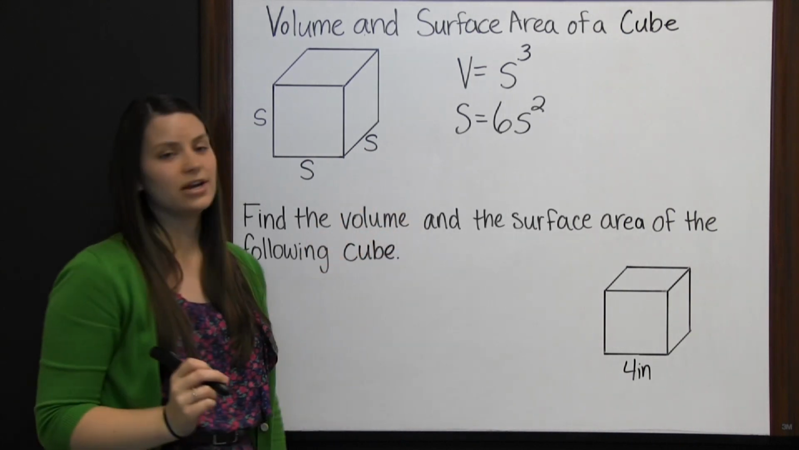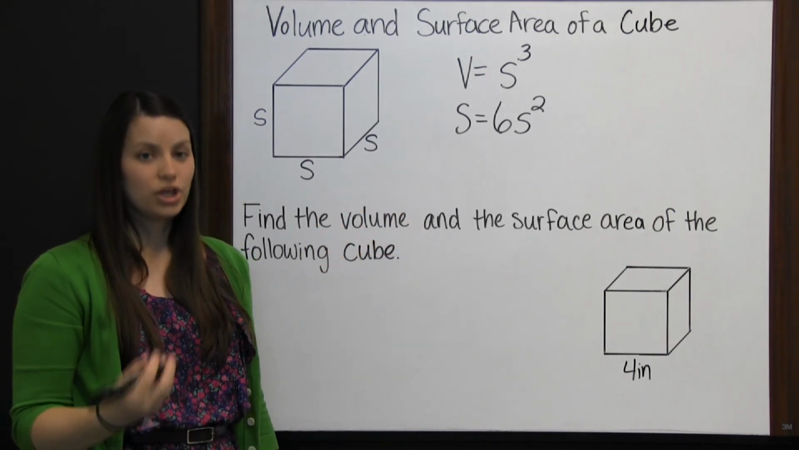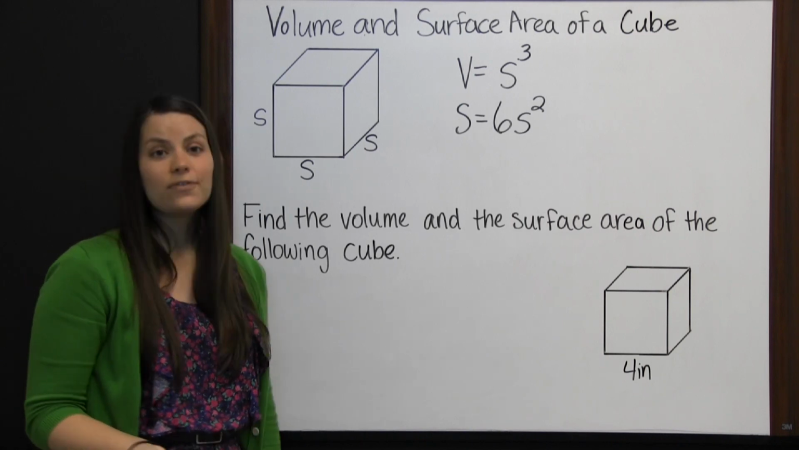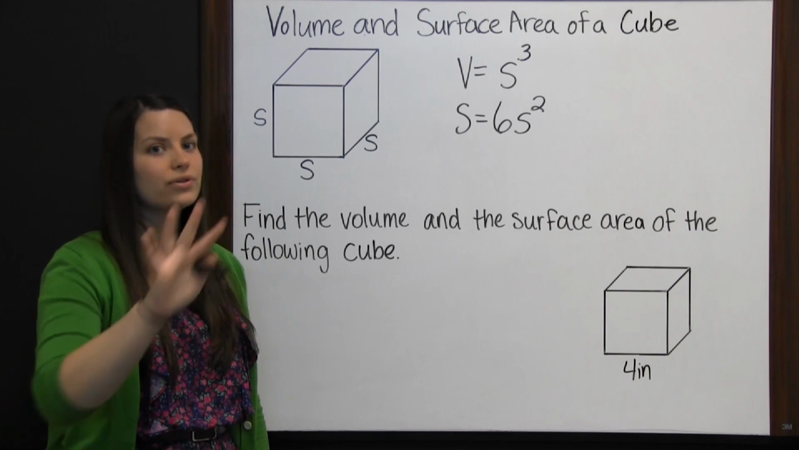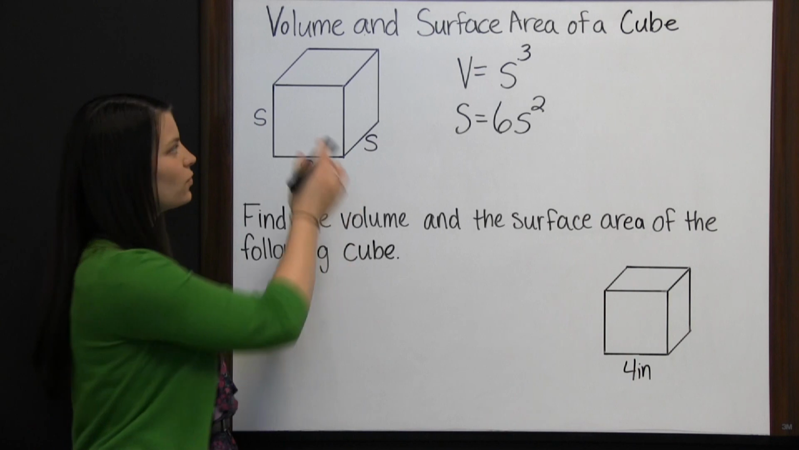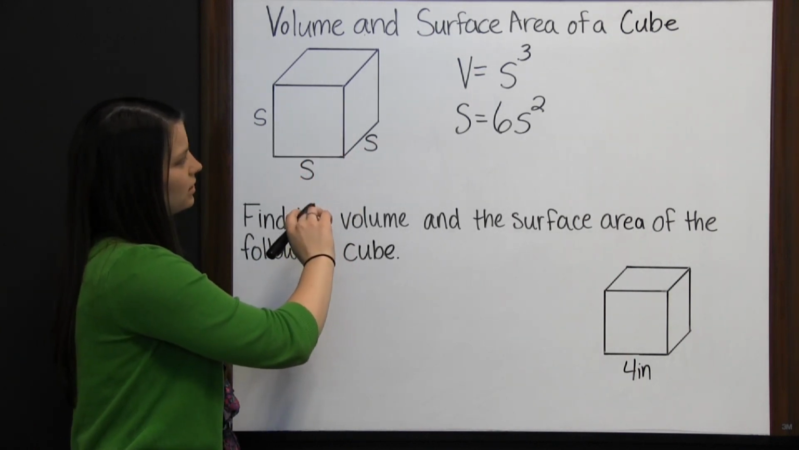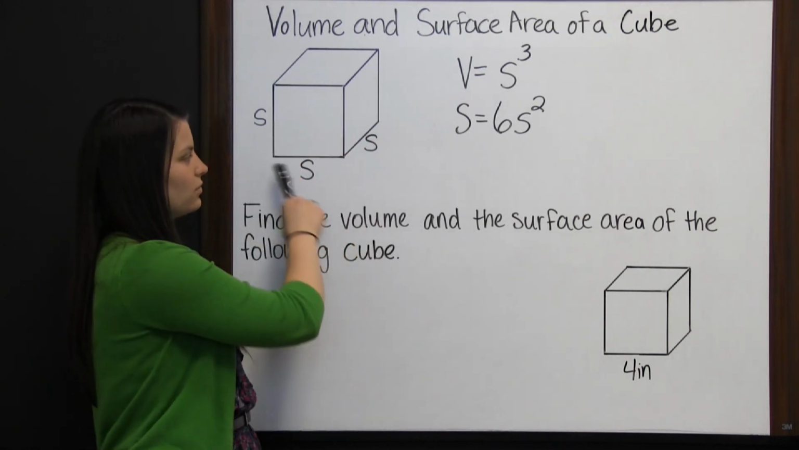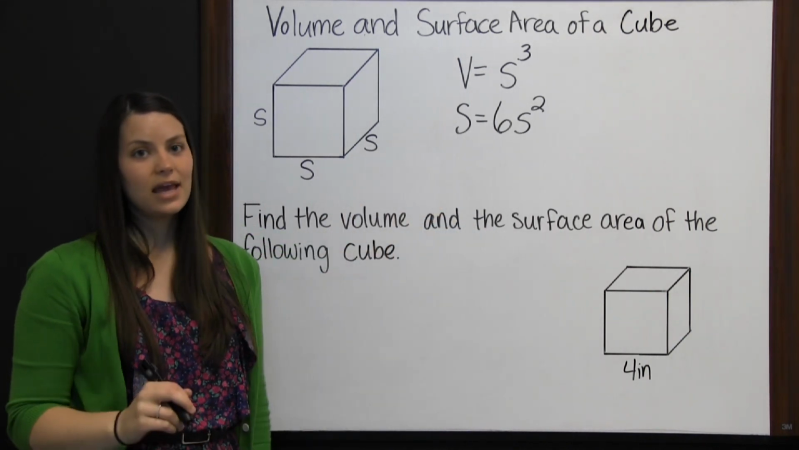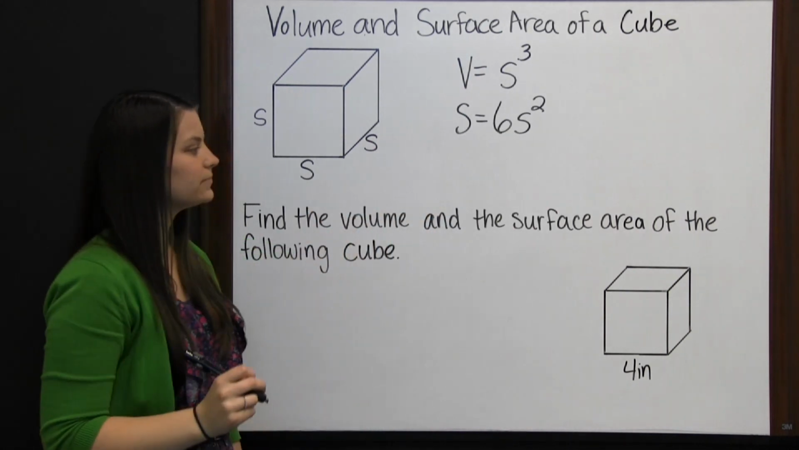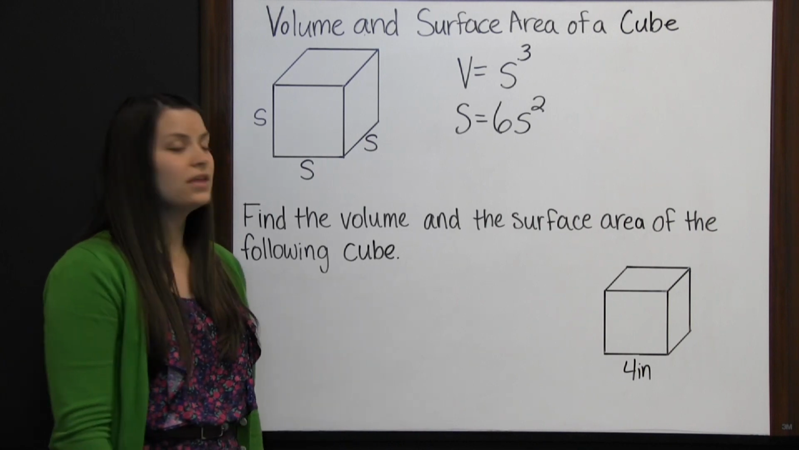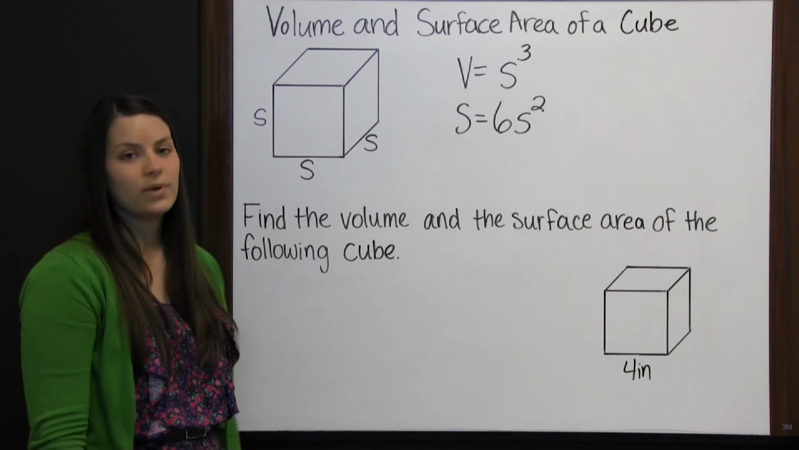To find the surface area, a cube is made up of 6 squares. Surface area is the area of all the surfaces. And since all the squares are congruent, the area of one square would just be side squared. And there are 6 of those that are all exactly the same. So 6 times side squared. Let's look at an example. Find the volume and the surface area of the following cube.